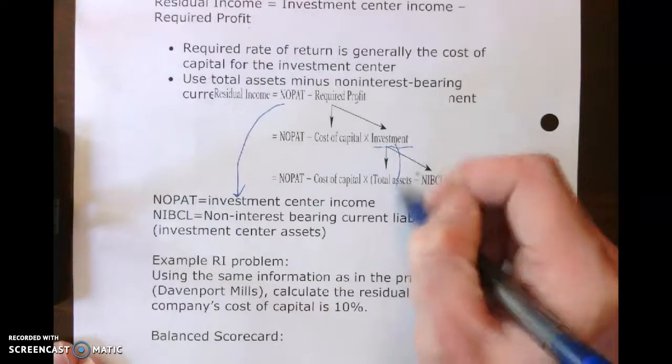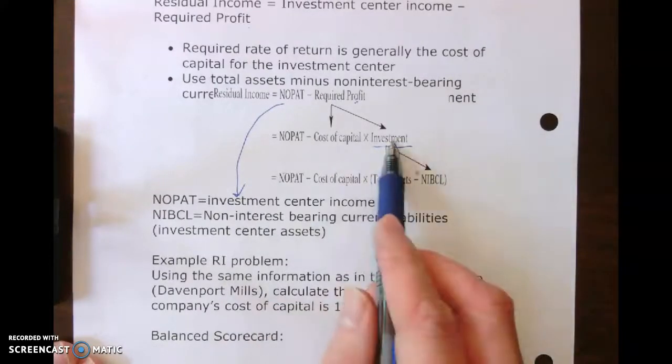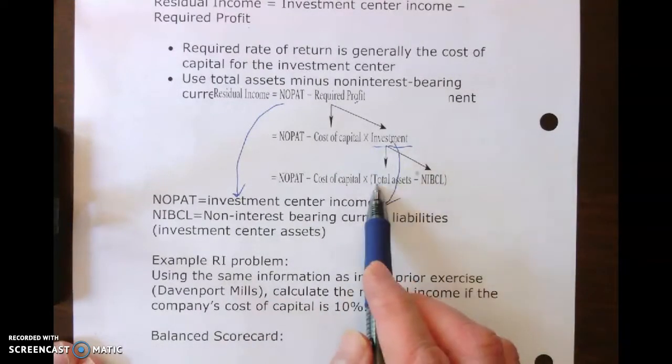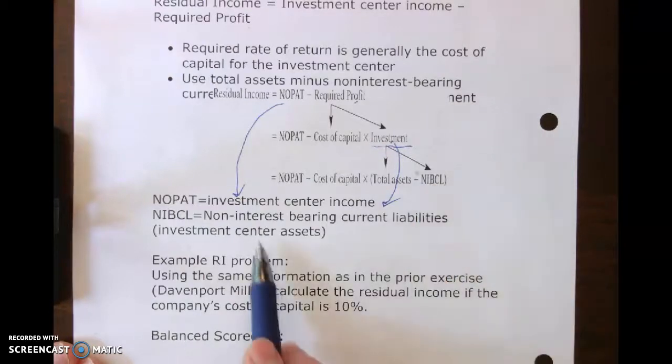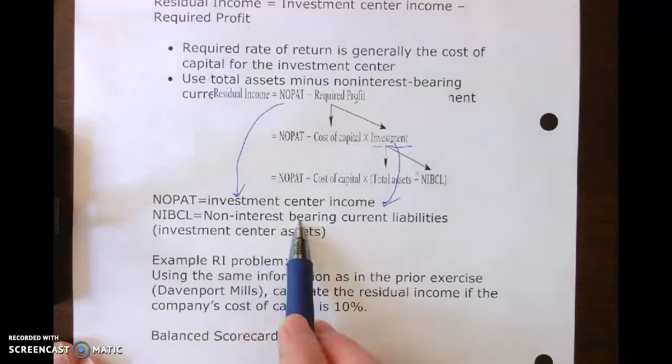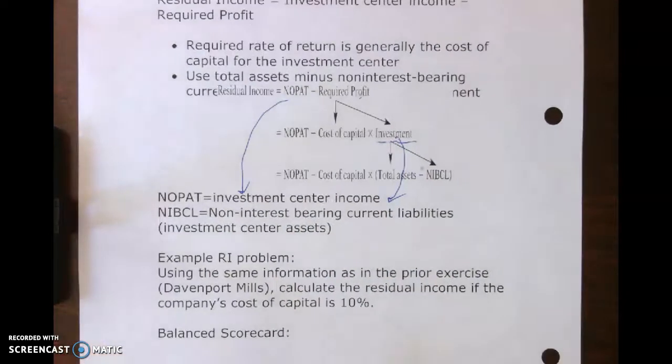This right over here, the way we calculate the investment is we take our total assets minus our non-interest-bearing current liabilities. Examples of non-interest-bearing current liabilities would be accounts payable, for example. And the reason that we could subtract those out is because they don't carry interest and they would be considered a free source of funds.